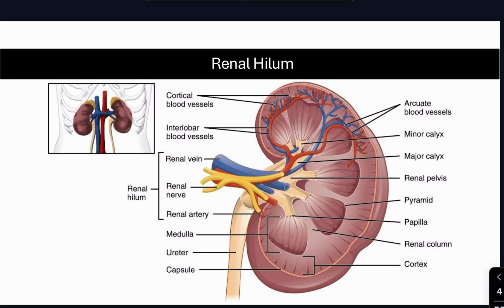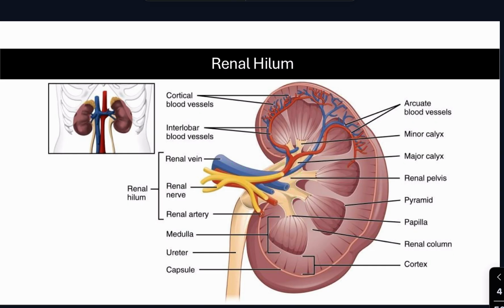They're going to be coming from the descending aorta, whereas the renal veins are going to return that cleansed blood directly to the inferior vena cava, which we know is going to empty back into the right atrium of the heart. Okay. So these artery, vein, and renal pelvis are arranged in an anterior to posterior order. So you can see the artery, vein, and then the renal pelvis in the back, the posterior aspect.